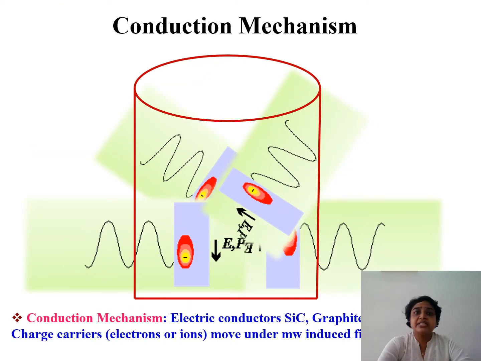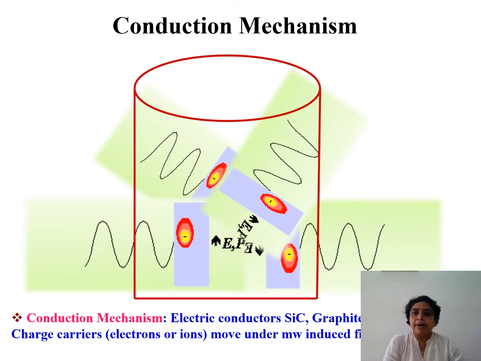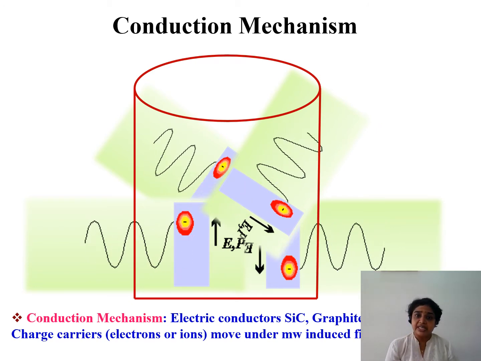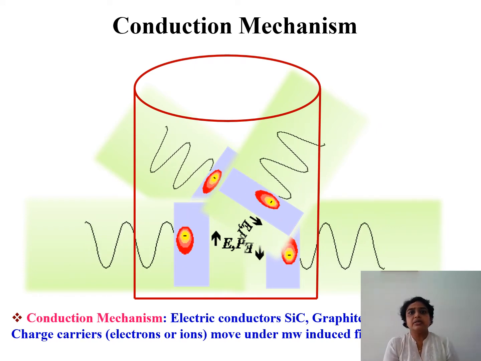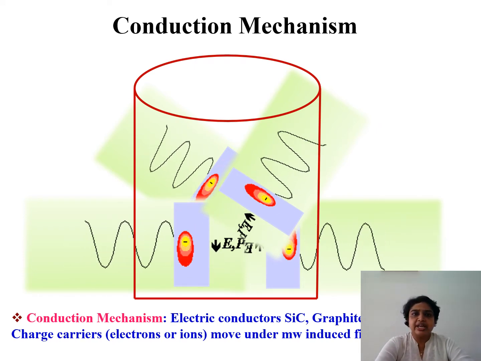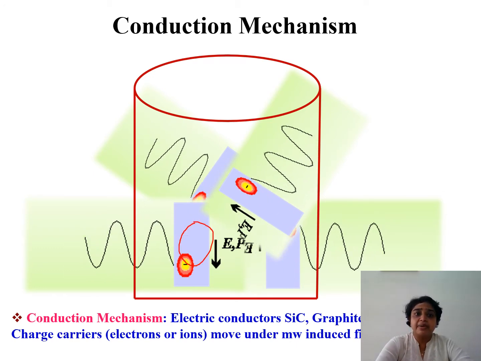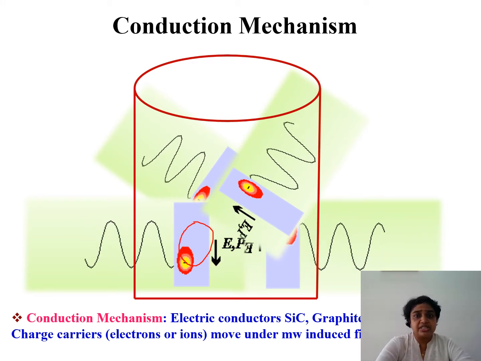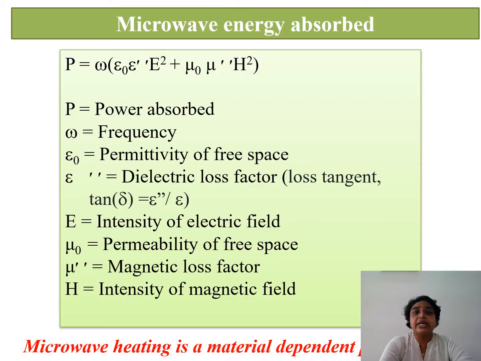Then what happens in a conducting material like graphite? Graphite has pi electrons. Graphite is basically sp2 hybridized carbon atoms held together by weak van der Waals forces. In graphite, these free electrons try to follow the direction of the applied microwave field. In this process, they collide with each other, and due to collision, they generate heat. This is also known as Joule heating.